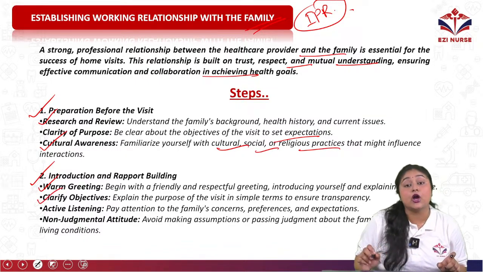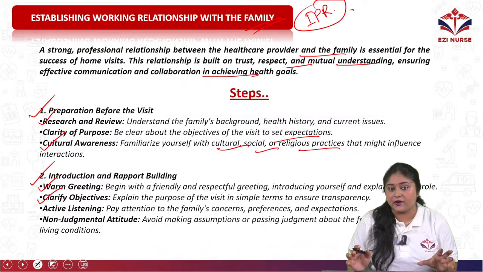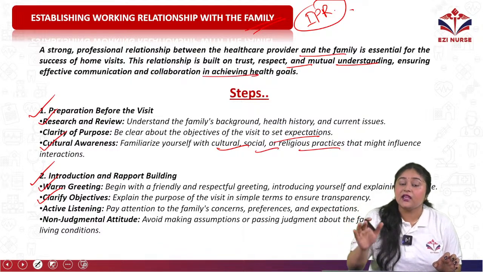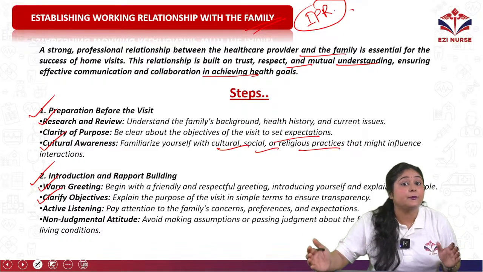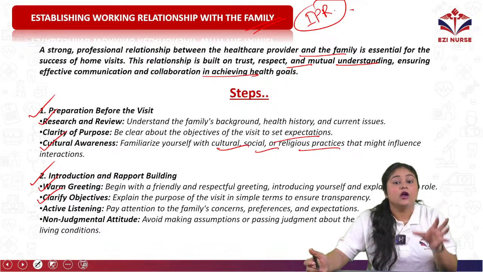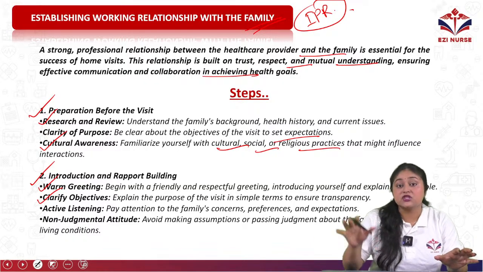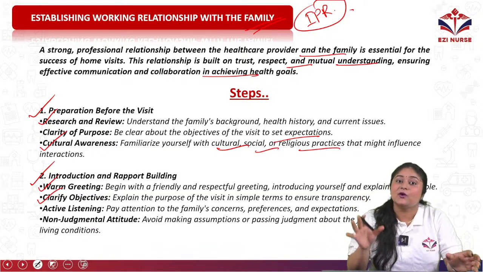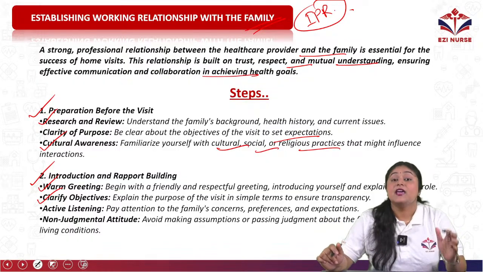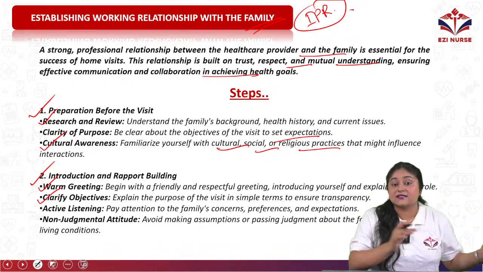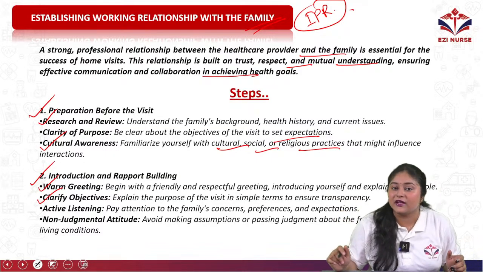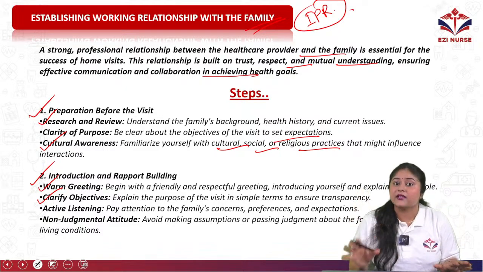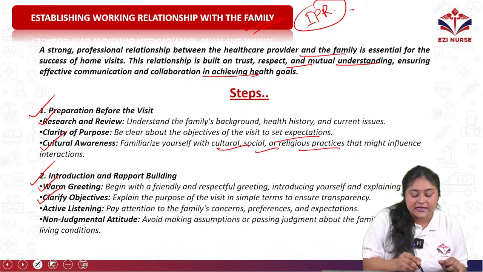Next one is clarifying the objectives. You have to explain to the family members what your objectives and purpose are, and why you came. As a student health nurse, when you are going for home visits in the community posting, what is your purpose? To collect the history, do the research and submit your requirements, right? So for your requirements you are going, and only that you have to explain to the community people. If you explain yourself as a PhD nurse during your student period, they can give a complaint about you, right? So that's why you have to avoid those kinds of things, and clarify your actual purpose. Next one is active listening.